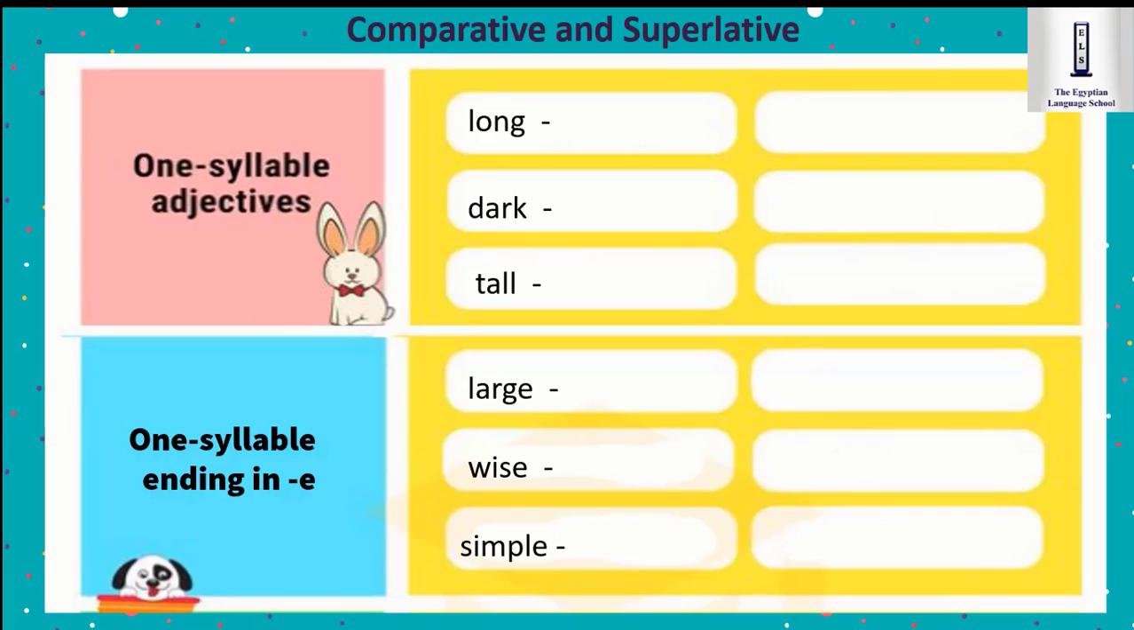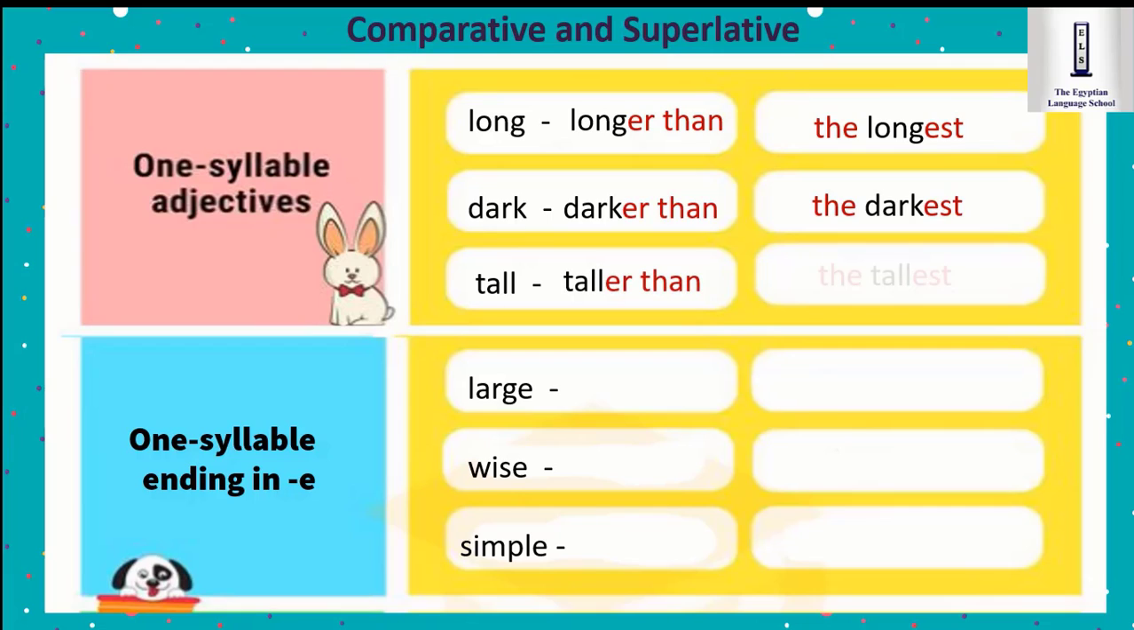First, one-syllable adjectives or the short adjectives. Here we use the adjective, then add er plus than in the comparative form. For example, long will be longer than, while in the superlative form we add the adjective plus est. So it will be the longest. Also, we have dark, darker than, the darkest, tall, taller than, the tallest.